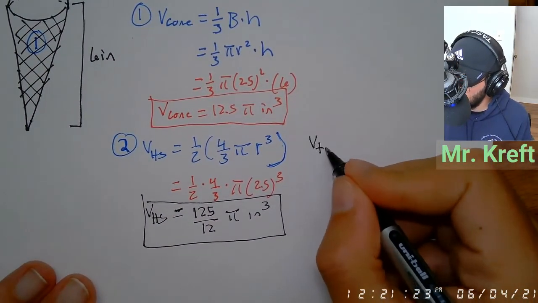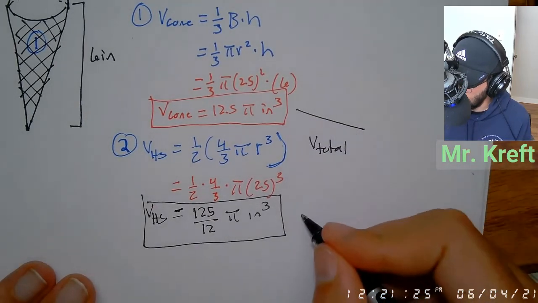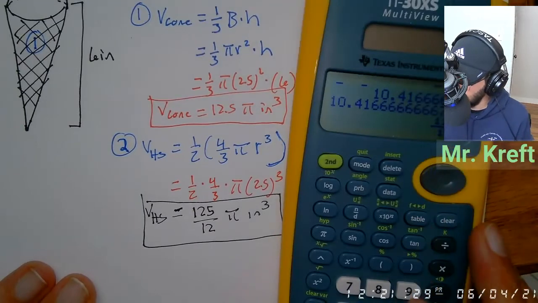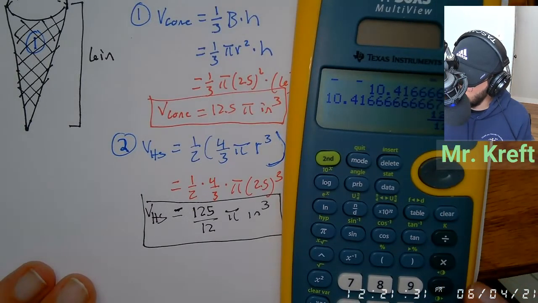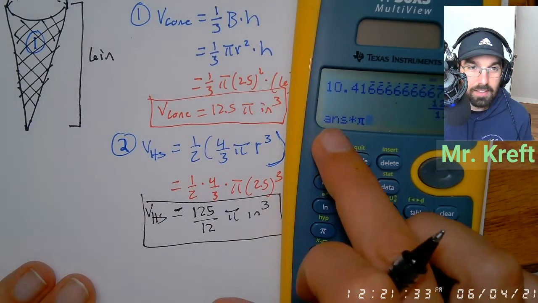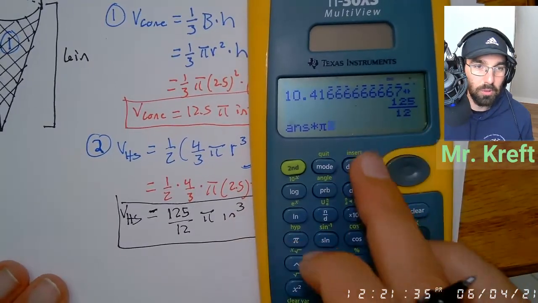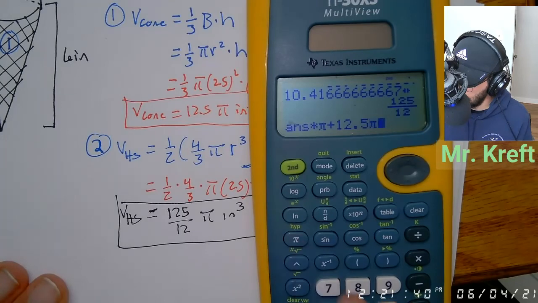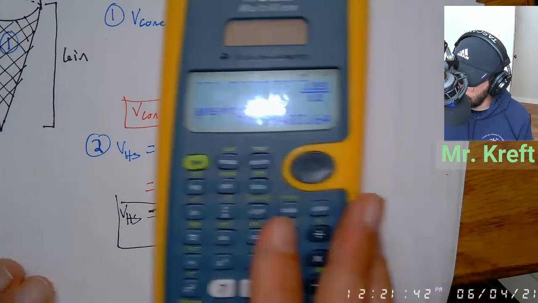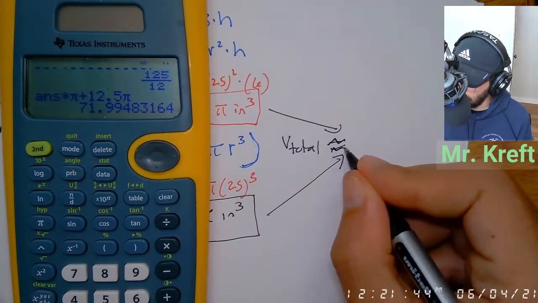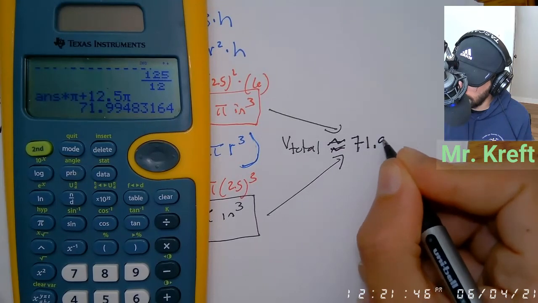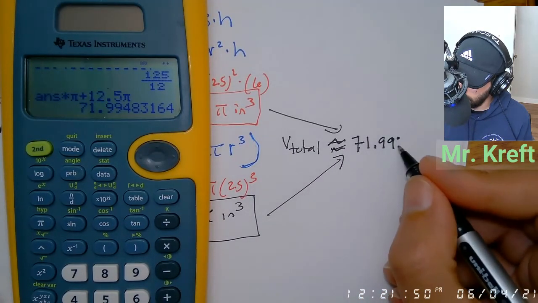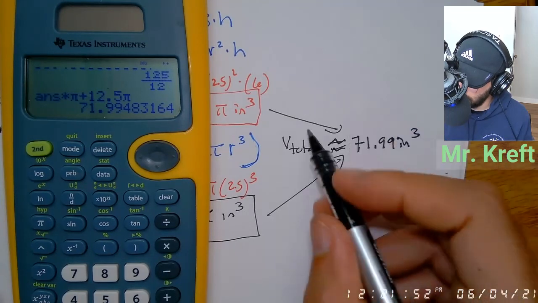So to get our total, we're going to add these two together. So what do we have here? One trick too is just to multiply the last one, right? So I'm going to multiply the last one times pi plus 12.5 pi, and I get approximately 71.99 inches cubed.